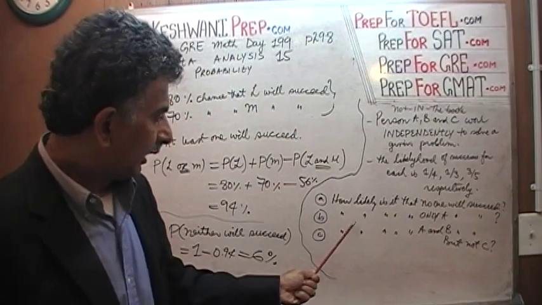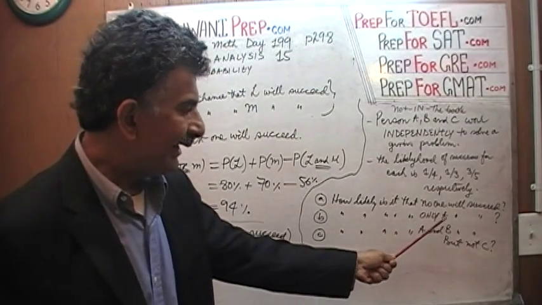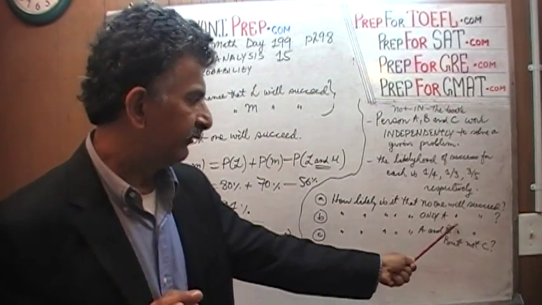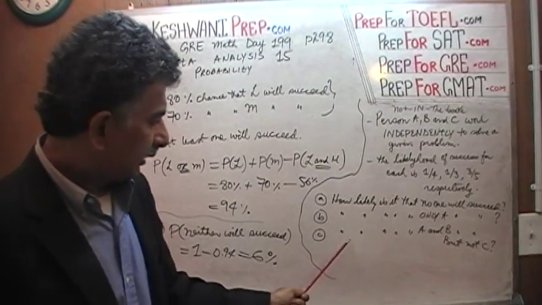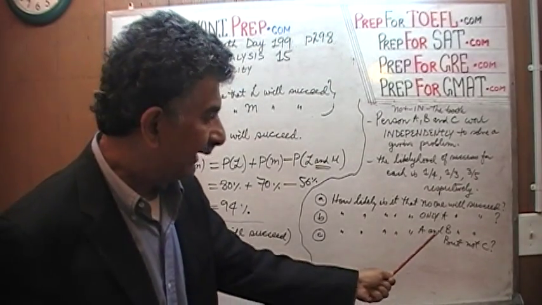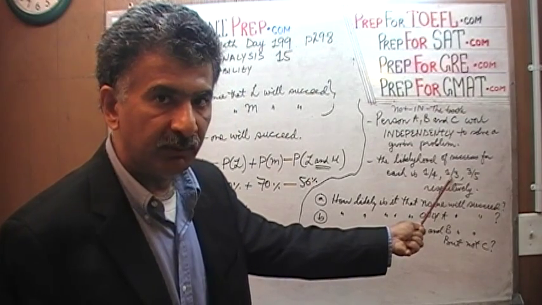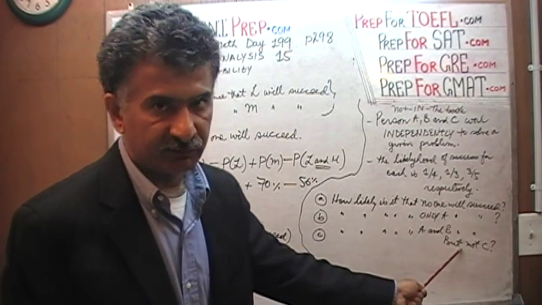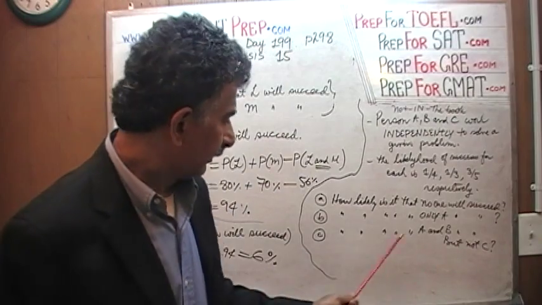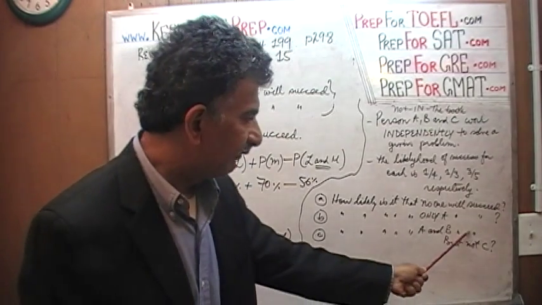Second question, how likely is it that only A will succeed? Only A will succeed. Third question, how likely is it that A and B will find a solution to the problem that they're working on, but C will stumble? C will not find it. How likely is it that A and B will succeed, but not C?